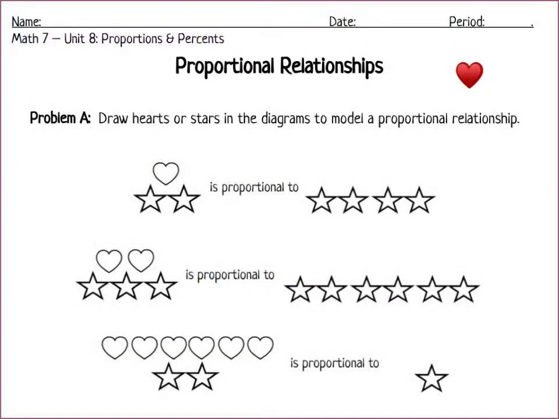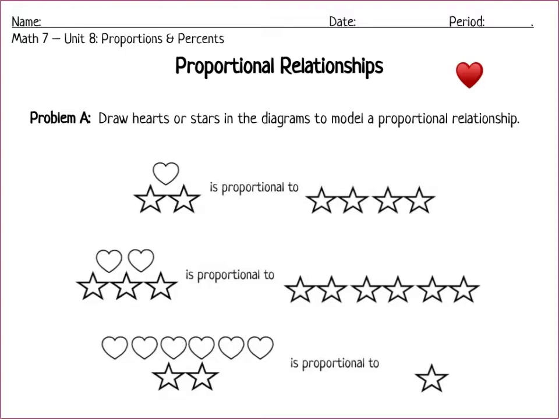We'll be starting Unit 8. We're talking about proportions and percents. We're going to be talking about proportional relationships today. So proportional relationships are relationships that are equal to each other. Problem A says, draw hearts or stars in the diagrams to model a proportional relationship.